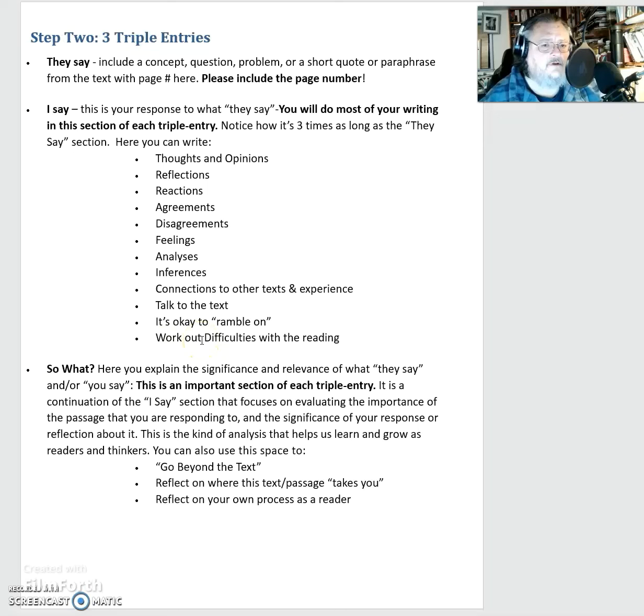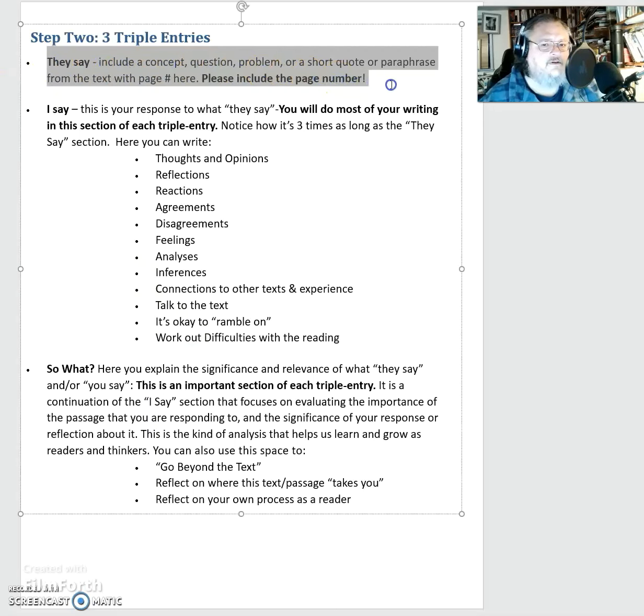This is the bulk of the assignment. Three triple entries. They say, I say, so what? In the they say section, you're going to include a concept or a question or a problem that you have with the reading, with a page number.